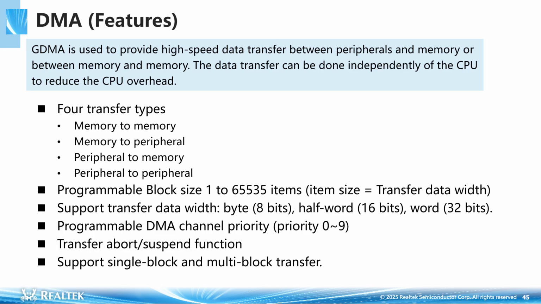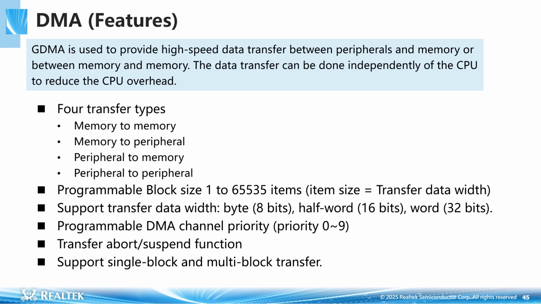Point 2. Maximum transfer size. The maximum size for a single transfer is 65,535. If the data length exceeds 65,535, multi-block transfer can be used. Point 3. Controllable channel priority. DMA supports prioritization of channels based on control settings.